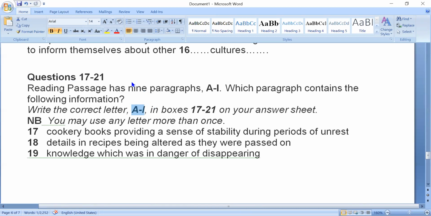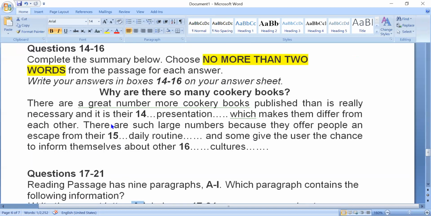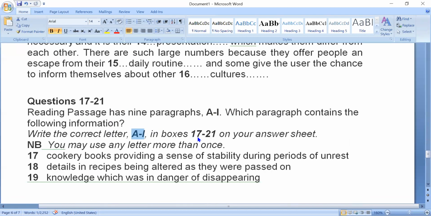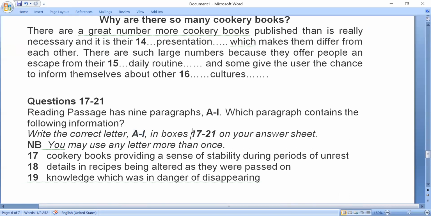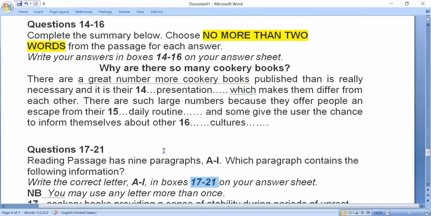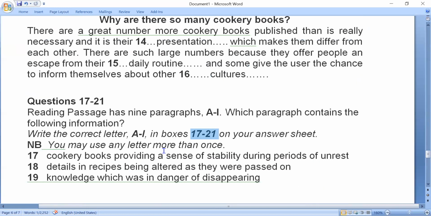Okay, look at this portion. A to I. How many letters? A, B, C, D, E, F, G, H, I. So there are 9 letters. So we have got 9 paragraphs. But the questions here are just 17 to 21. That means only 5 questions. So, you know, that will be a trickier one.